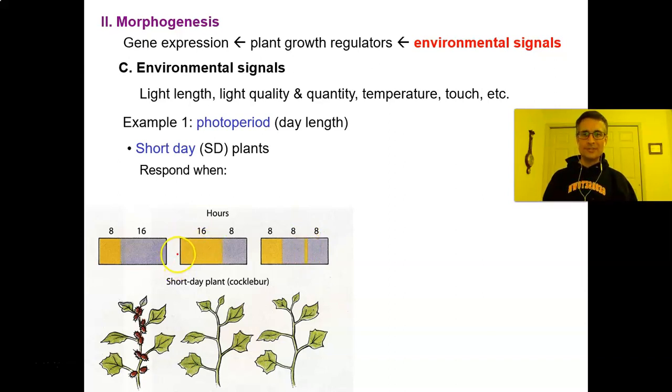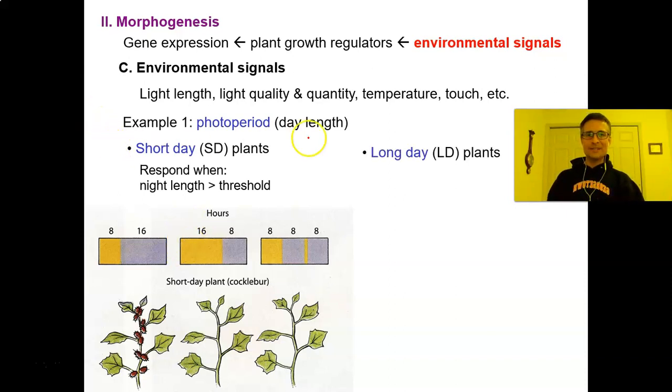So what this tells us is that these short day plants are not actually responding to the short day, they're really responding to the long night. In other words, development proceeds when night length exceeds some sort of threshold value. And cockleburs are really cool plants, as I'll show you in just a second.